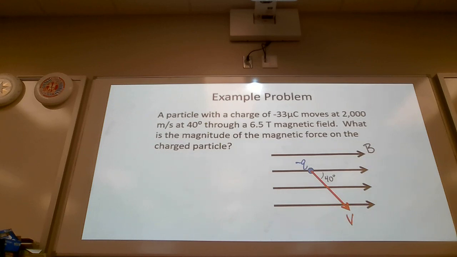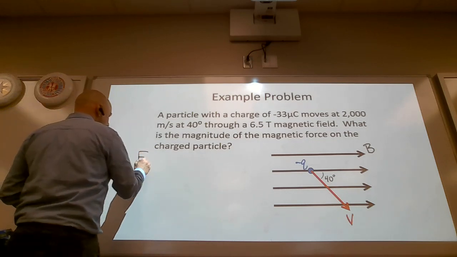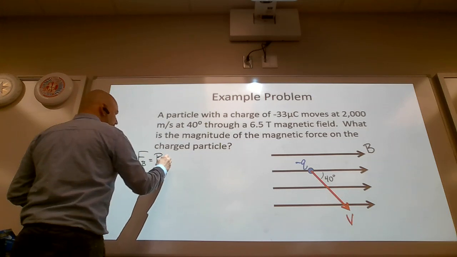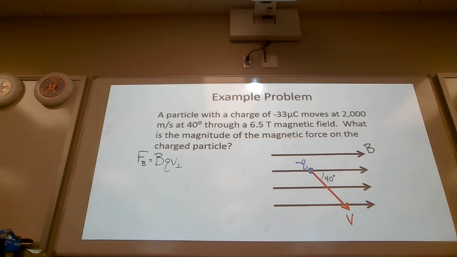Okay. All right. So, example problem. You got a particle moving, has negative 33 microcoulombs, moving at 2,000 meters a second at 40 degrees through a 6.5 Tesla magnetic field. What is the magnitude of the magnetic force on the charged particle? Okay. So, you have magnetic field times the charge times the perpendicular component of the velocity.